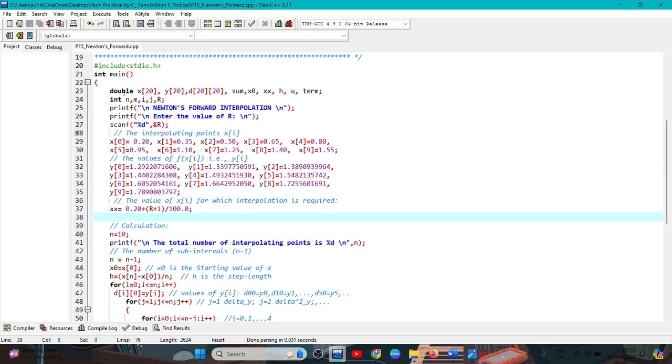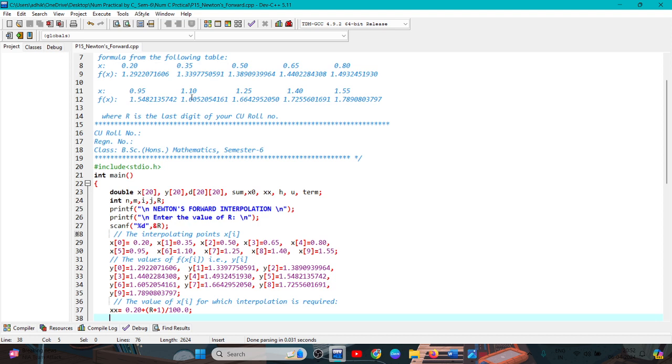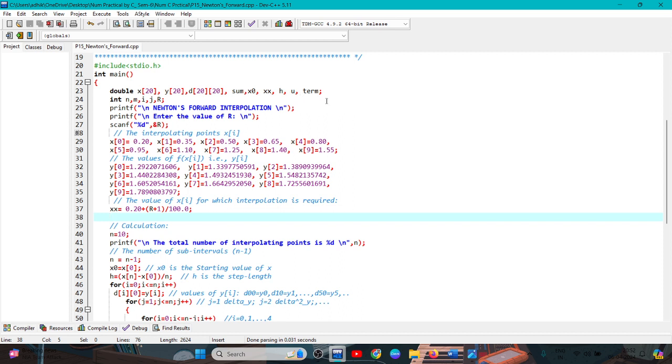These are the variables: double variable x, a one dimensional array of 20 memory locations, and y of 20, and d is the difference, a two dimensional array 20 by 20, and x0, the starting value of x, and xx is the value of x for which we find the value of f(x), and u is the phase, and these integer variables are n, m, i, j, and r. And r is the last digit of your roll number.